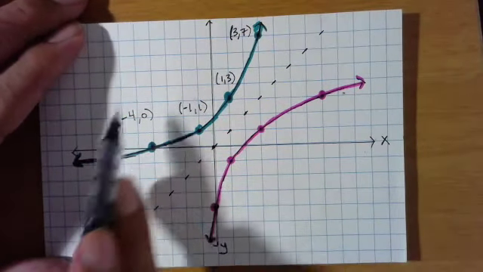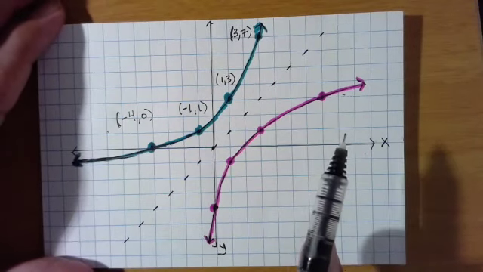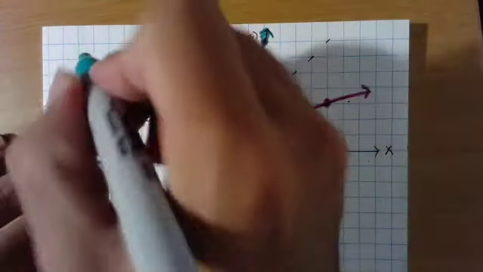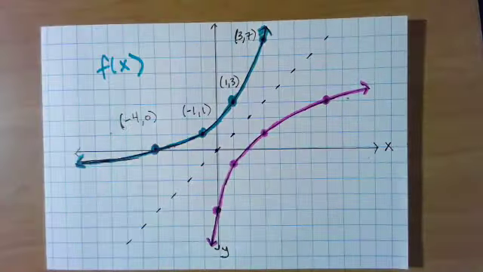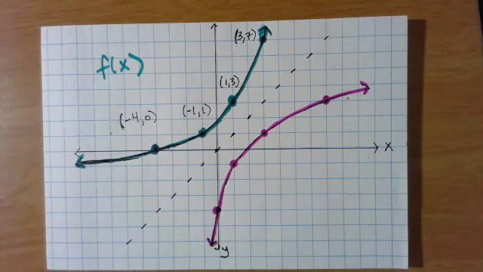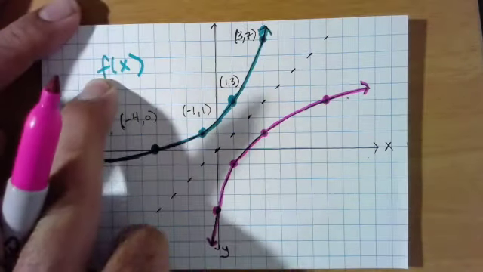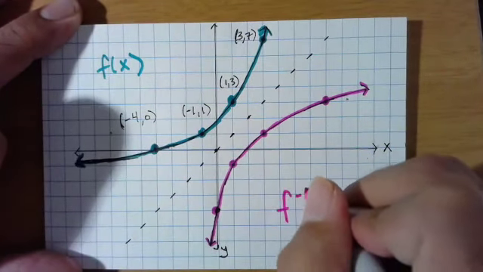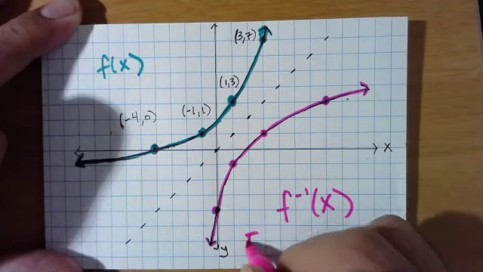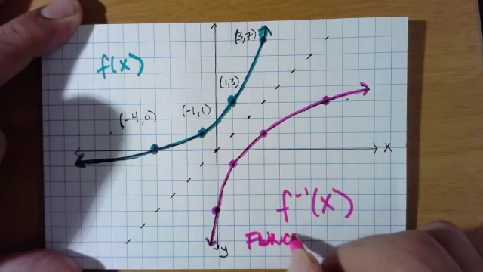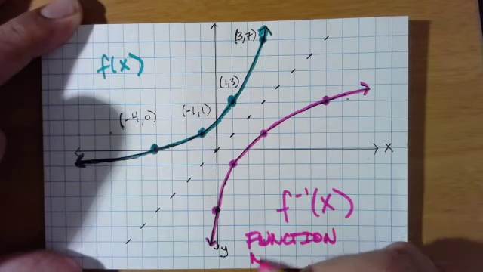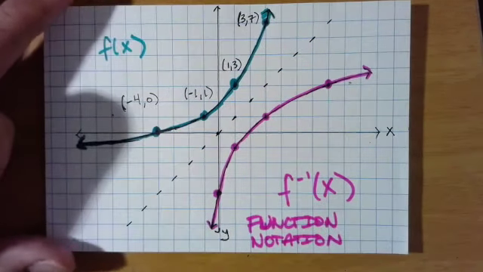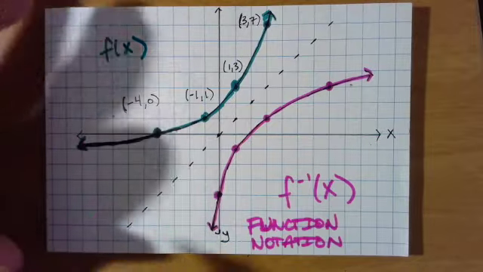So this is what the graph of an inverse function looks like, where this function here is my original function, let's call it f of x. And in order for me to represent the inverse function, I keep the same letter that I called the function, but I put a -1 in the exponent. So f minus 1 of x is the function notation. That -1 lets us know that we're talking about the inverse of this function f.